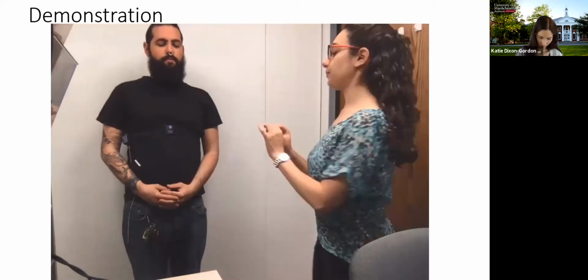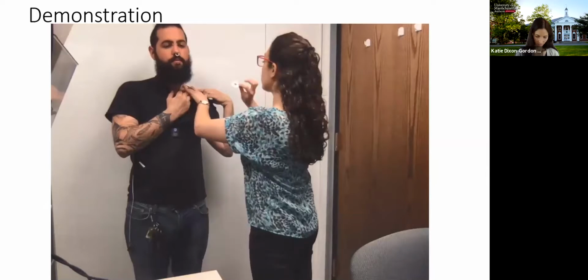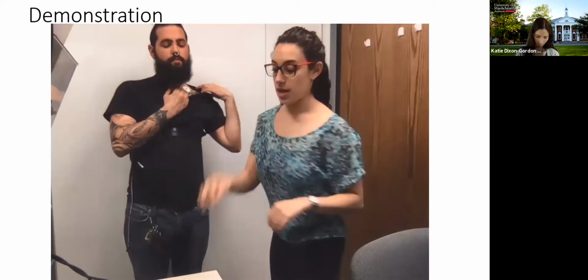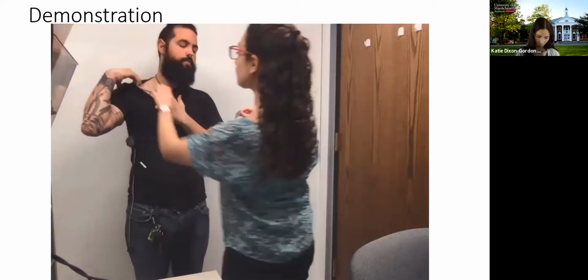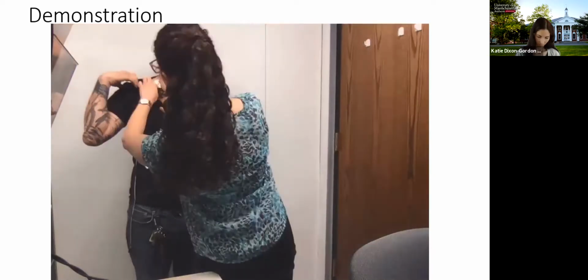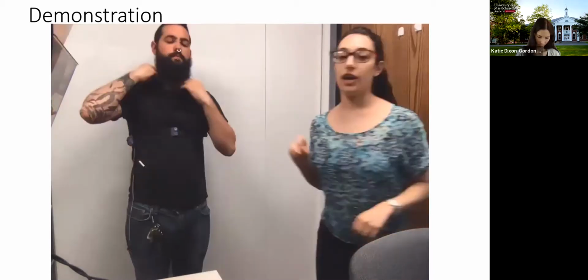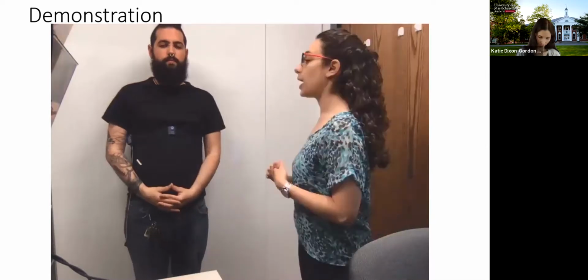All right, so next we're going to place 2 more electrodes on each of the collarbones. You want to make sure to place it as close to the center of the collarbone as possible. So I'm just going to feel around for that. And then we'll place the other.